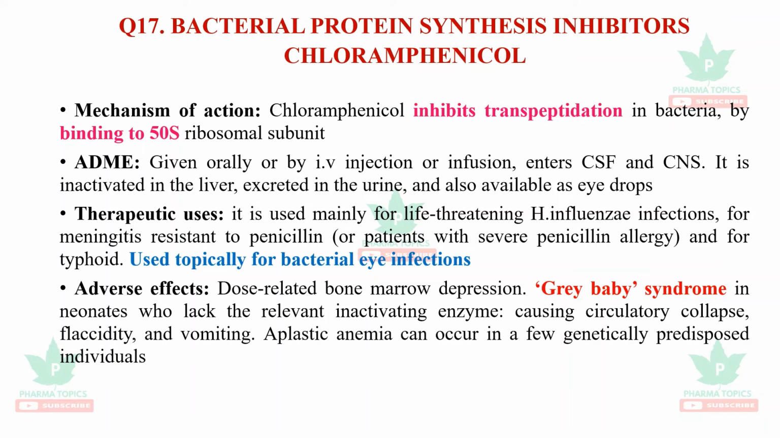Chloramphenicol is used mainly for life-threatening infections of Haemophilus influenzae, for meningitis resistant to penicillin, and for typhoid infections. Chloramphenicol is used topically for bacterial eye infections. It can cause dose-related bone marrow depression. Gray baby syndrome can occur in neonates who lack the relevant inactivating enzymes, causing a group of symptoms such as circulatory collapse, flaccidity, and vomiting. Aplastic anemia can occur in few genetically predisposed individuals.